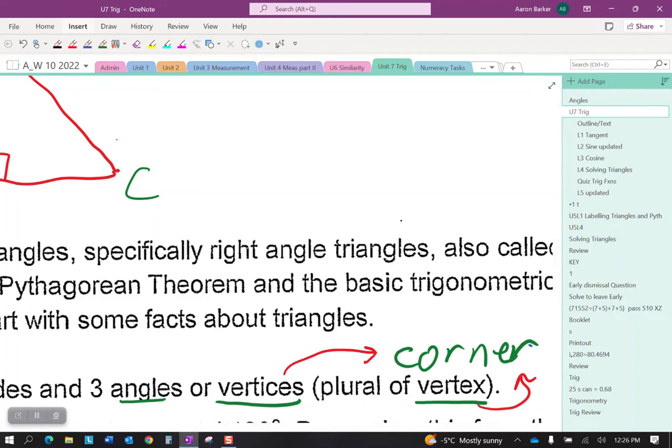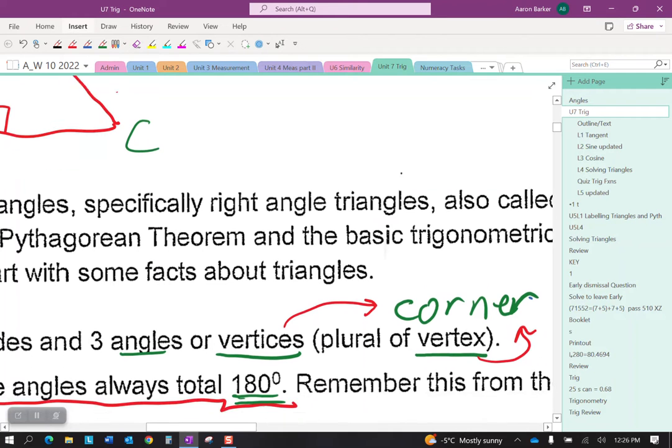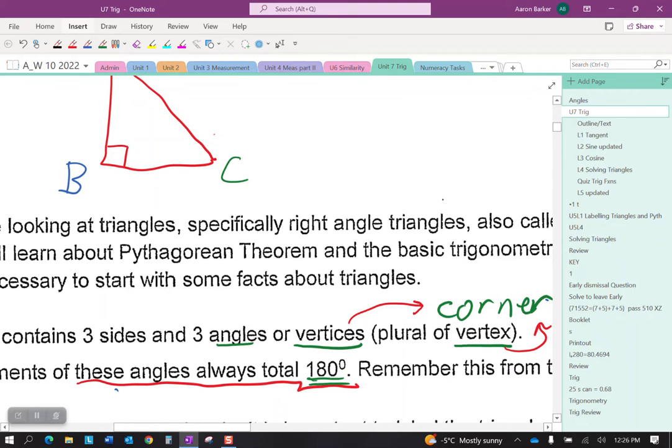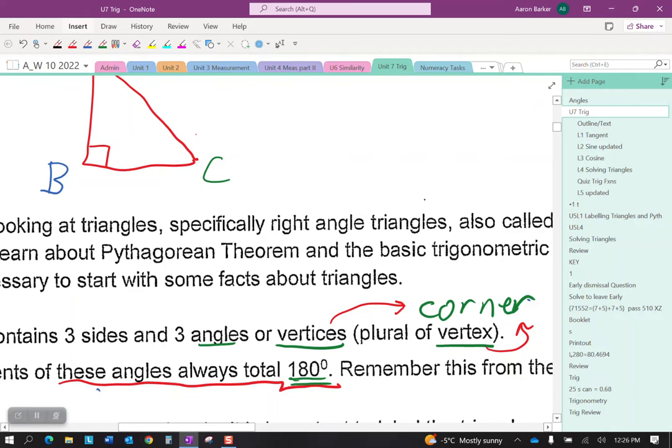Write this down. The corner is the vertex. And triangles always add to a total of 180 degrees. You're absolutely going to use that fact when you prove whether you've got a right angle triangle. Okay.